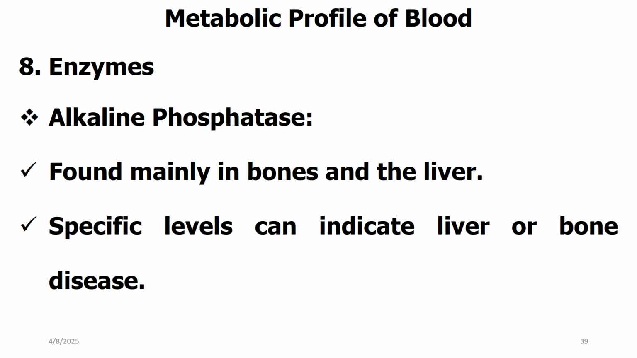The next item is enzymes. There are so many enzymes in blood that we have to account for in the causation of negative health impacts. The first is alkaline phosphatase, found mainly in bones and the liver. Specific levels can indicate liver or bone disease.